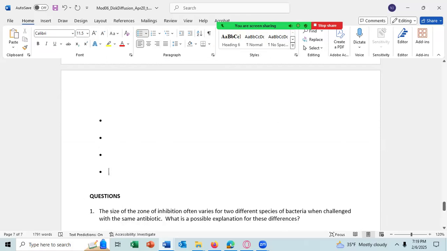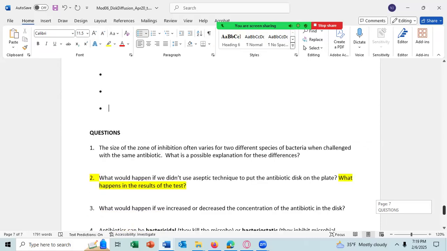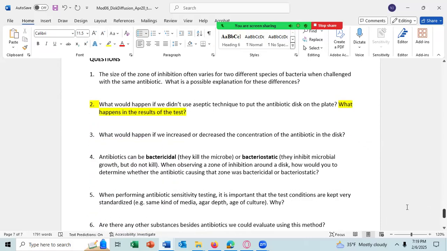And then answer question 1. The size of the zone of inhibition often varies for 2 different species of bacteria when challenged with the same antibiotic. What is a possible explanation for these differences? Give your answer there.